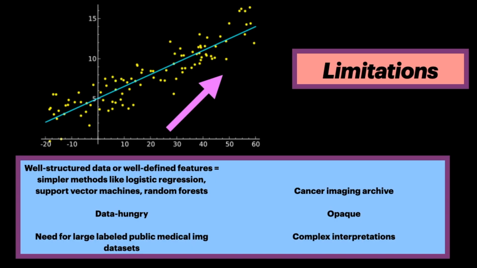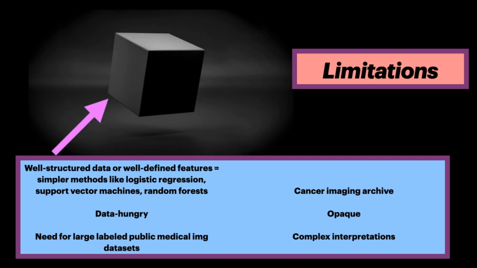In terms of limitations, there are many. 1. Well-structured data or well-defined features can often use simpler methods, like logistic regression, support vector machines, and random forests. 2. As mentioned, AI is very data-hungry. There's a need for large, labeled, public medical imaging datasets. Fortunately, there are initiatives like the Cancer Imaging Archive to do just that. 3. Radiology can be a black box and can be opaque. This can be difficult for radiologists who may need complex interpretations at times.